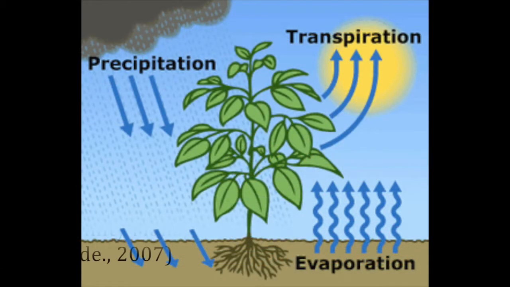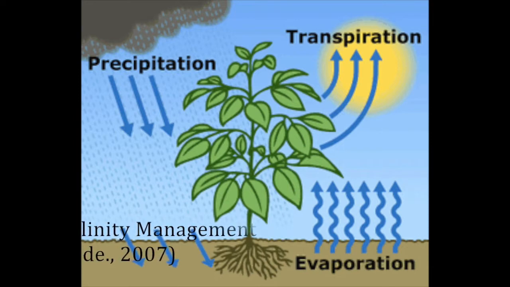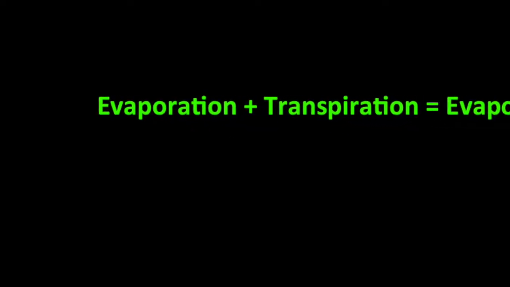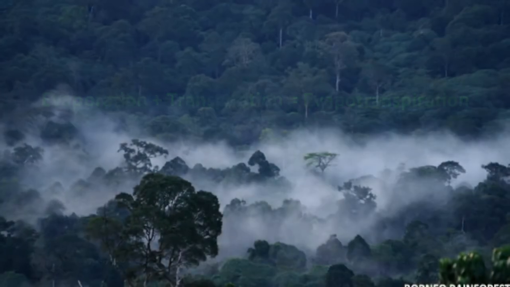Transpiration is when water is released by plants through plant leaves, joining the atmosphere as water vapor. Water also evaporates off of ground cover, such as soil. Evapotranspiration is a collective term combining the processes of evaporation and transpiration.